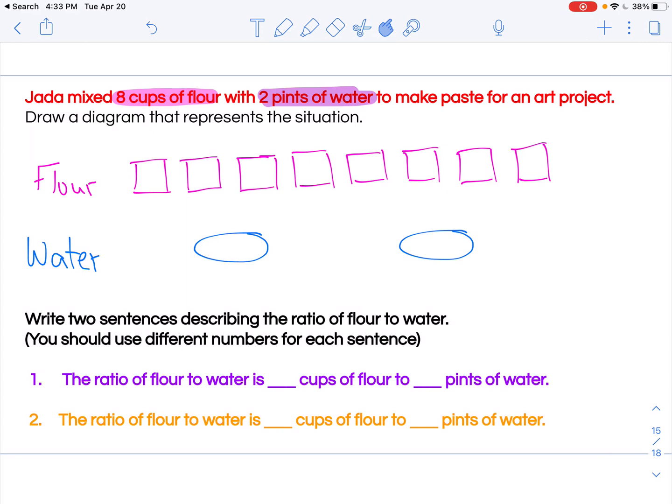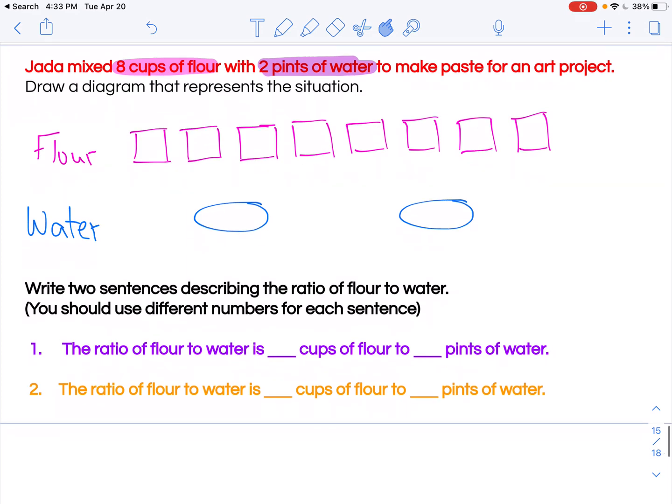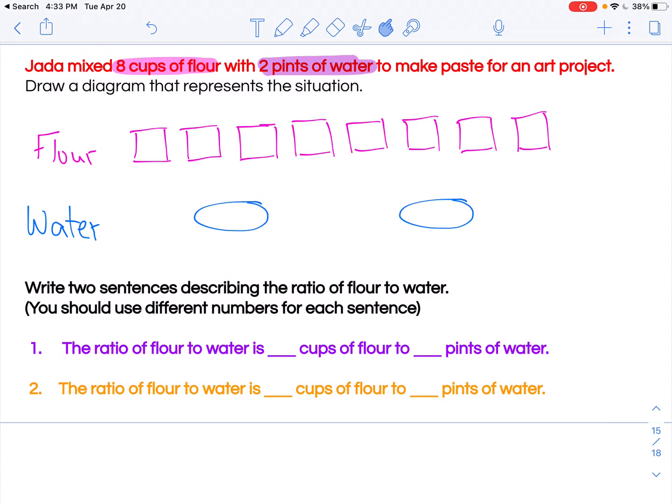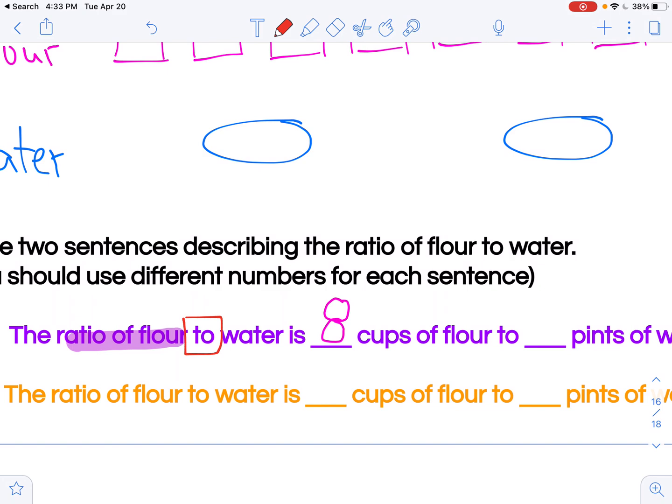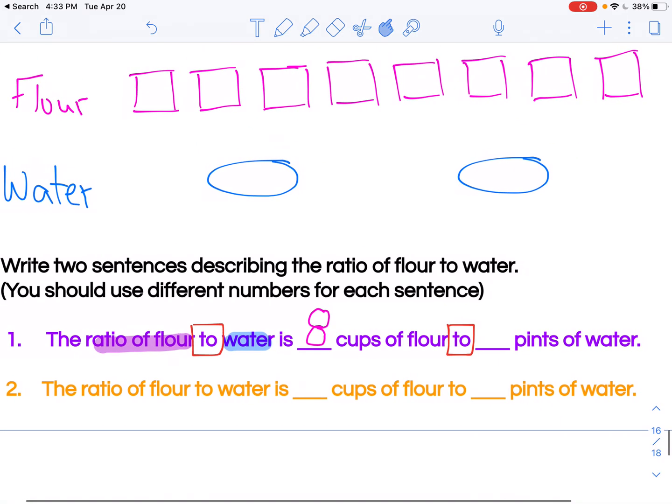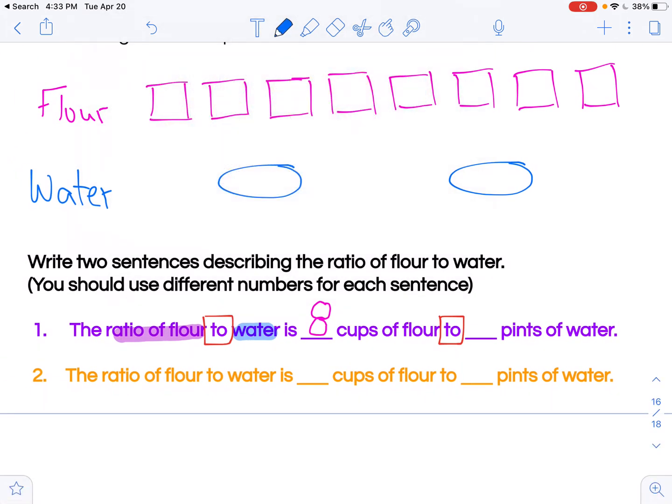Using this diagram, we're going to write 2 sentences describing the ratio of flour to water. So the first thing mentioned says ratio of flour. So I can see that there are 8 squares. So I'm going to write 8 cups of flour. Then comes the word TO. After that TO, it says water. So I'm going to go back to my picture. It was 2 water. This is a really good first sentence.